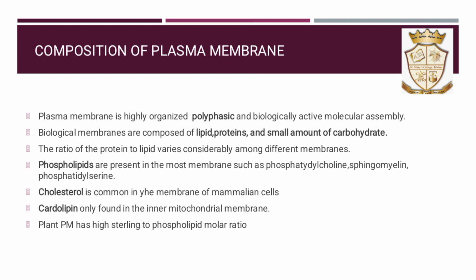Next is the composition of plasma membrane. Plasma membrane is a highly organized, polyphasic and biologically active molecular assembly. It consists of lipids, proteins and a small amount of carbohydrate. The ratio of protein to lipid varies considerably among different membranes. Phospholipids are present in most membranes, such as phosphatidylcholine, sphingomyelin and phosphatidylserine. Cholesterol is common in the membrane of mammalian cells. Cardiolipin is a component in mitochondrial membranes. And the plant plasma membrane has a high sterol to phospholipid molar ratio.